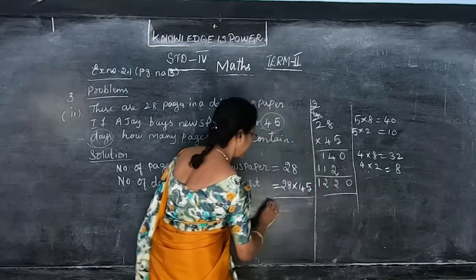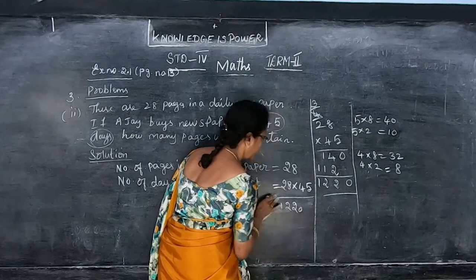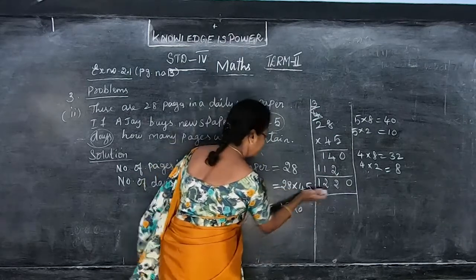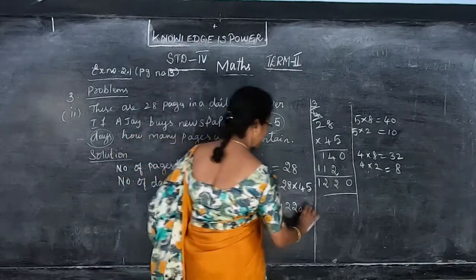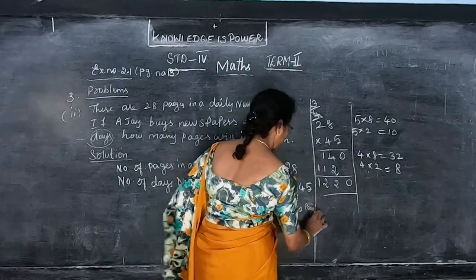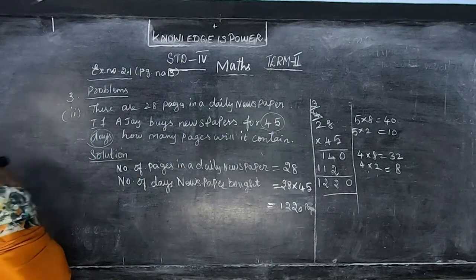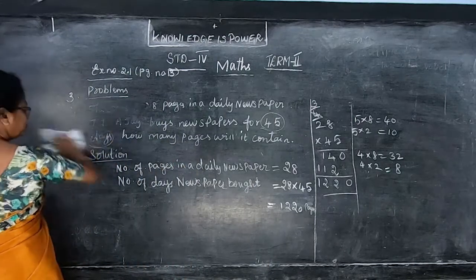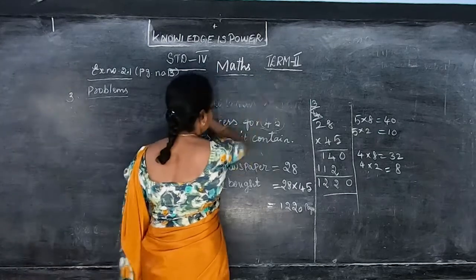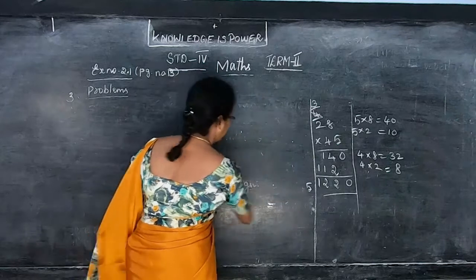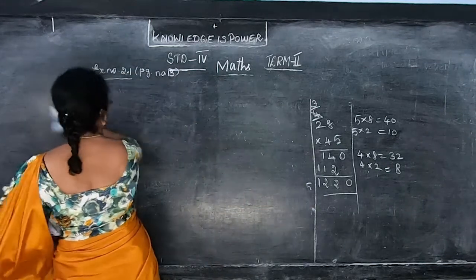So the answer is 1220. Okay, 1220 pages. Okay children, can you understand? So like that, the third and the fourth sum, can you do it by yourself? The statement you can write like this. So I'll write the question. So that is the homework for you.